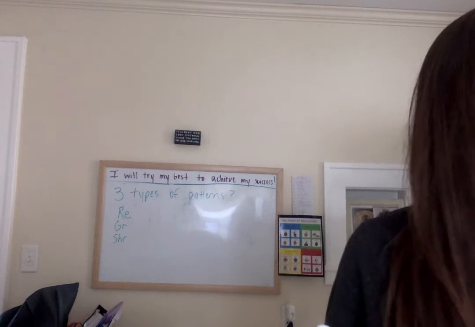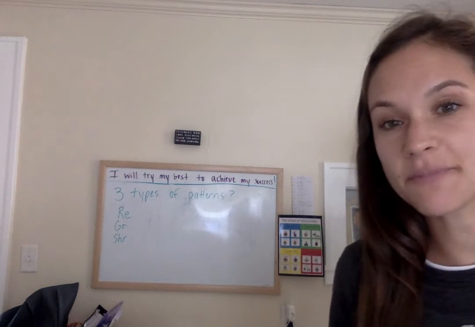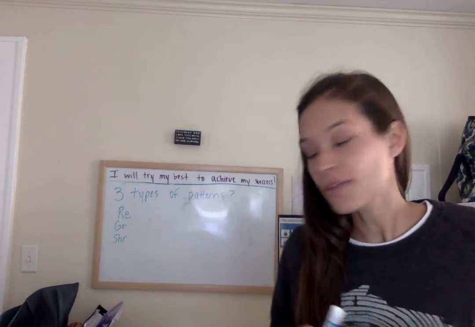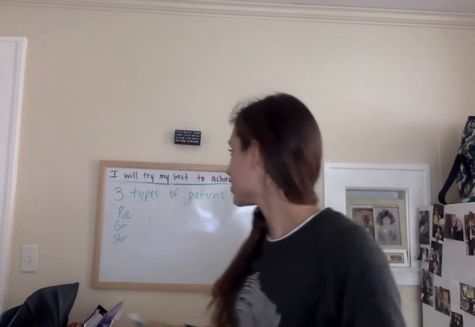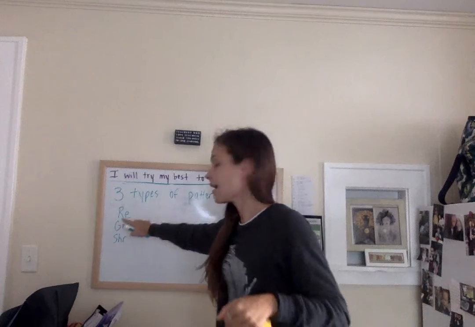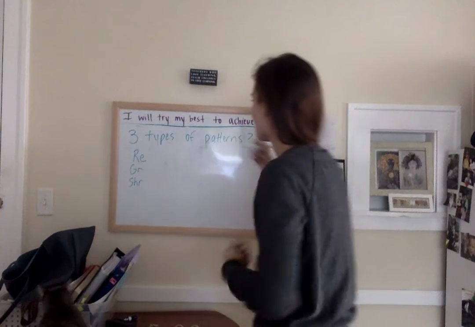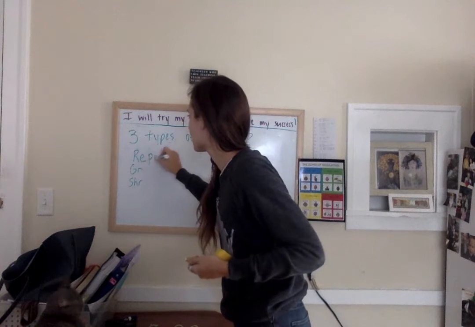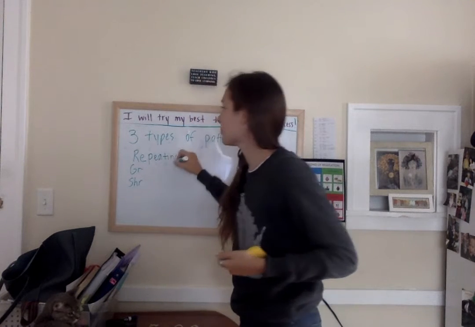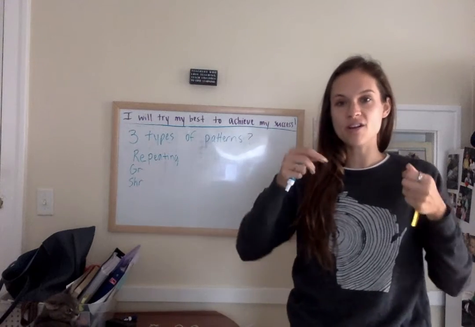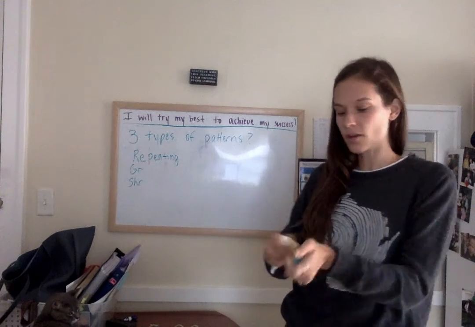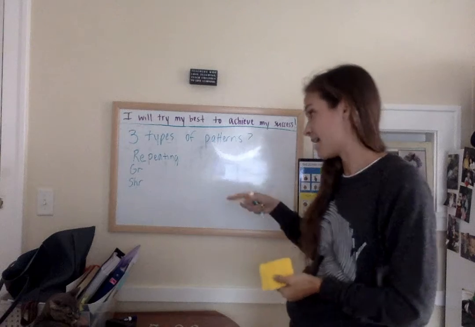We're going to start by reviewing the three types of patterns that we've learned so far. The first type of pattern we've learned starts with re. Do you remember what it is? It's a repeating pattern. And remember, a repeating pattern is where the same sequence is repeated over and over again.